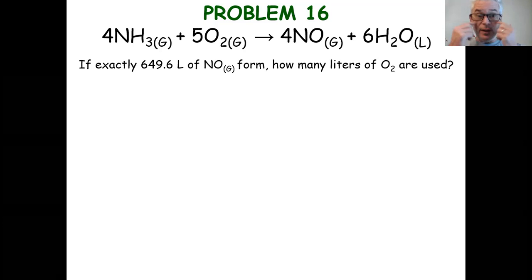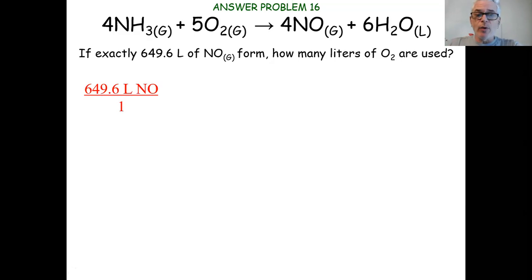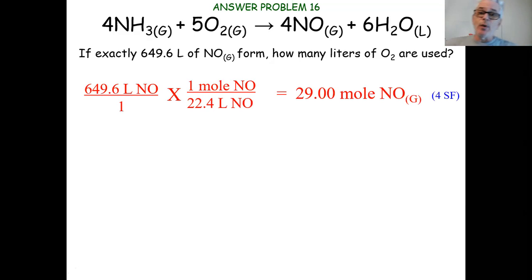So the first step, we're going to turn these liters of NO gas into moles. To do that, we start out with 649.6 liters of NO gas over 1. To convert that into moles, we remember that 22.4 liters of any gas is 1 mole. So that's our conversion factor. Since we started with liters in the numerator, we have liters in the denominator here, and we're going to cancel the liters and convert this into moles. Another name for 649.6 liters of gas is exactly 29.00 moles of NO gas. There's 4 significant figures, so we've got to keep those zeros: 29.00 moles of nitrogen monoxide gas.